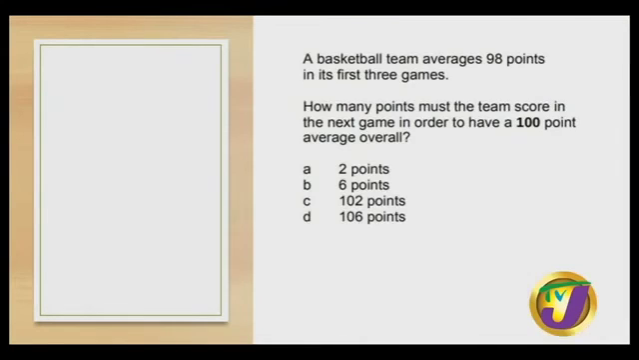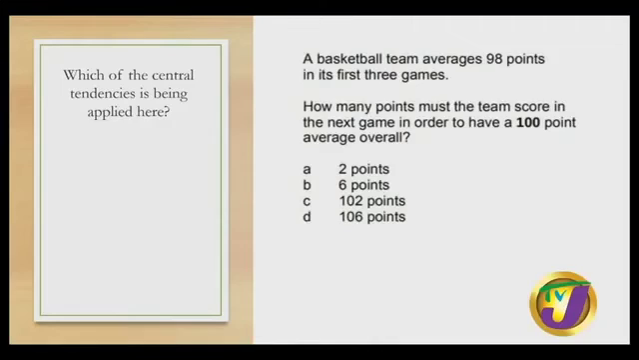All right, a basketball team averages 98 points in the first 3 games. How many points must the team score in the next game in order to have a 100-point average overall? Now, let us look at this question. Before we even go into the question, which of the central tendencies is being applied here? Now, let me just remind you of the central tendencies that we have in statistics.